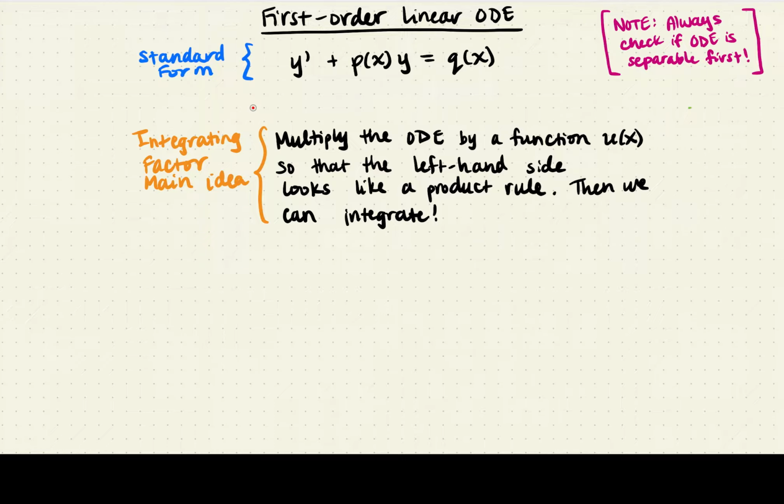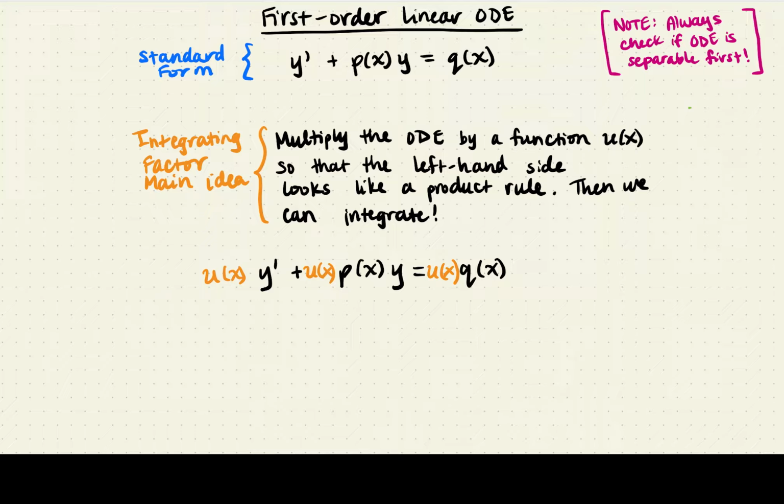So let's figure out where that comes from and how we would do this. Okay, so I would have y prime plus p of x y equals q of x. And the idea is that I would multiply both sides by this function u of x. Again, I don't know what u of x should be at this point. I'm just trying to figure out what I want it to be.